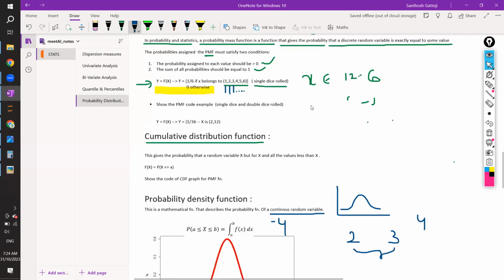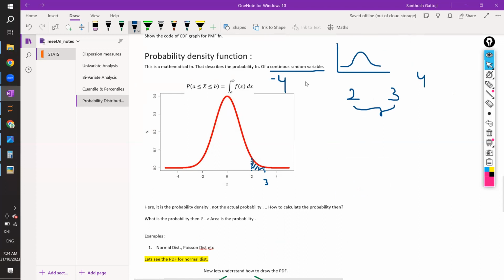Okay, but now coming to continuous values, try to understand: you cannot find the probability for each and every value, because there are an infinite number of possible values. So what we will do is find the probability for this random variable to fall between 2 and 3, and that you will get from the area. The area will give you the probability.